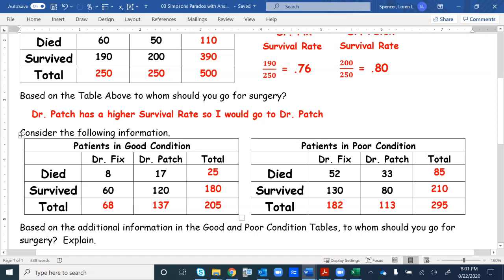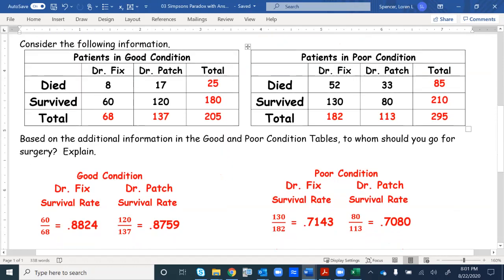So if I combine these numbers, they're going to combine together to make the original table. All right, so I have Dr. Fix having 8 who died who were in good condition and 52 who died over here in bad condition. So he had a total of 60 patients die, which is what we said earlier. So there's no trickery on my end, all right? Basically, the two tables combine together to make the table above. But when we look at the percentages, look what happens.